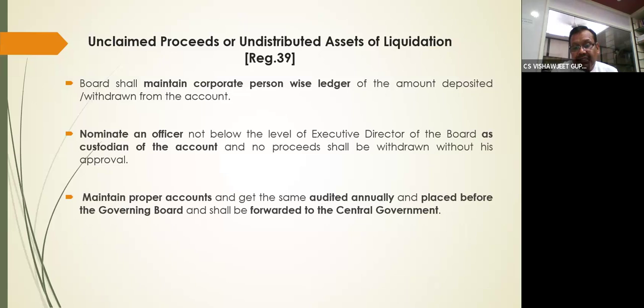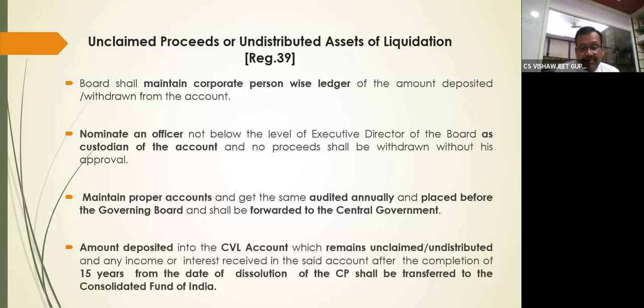Maintain proper accounts and get the same audited annually, and place it before the governing board, and it shall be forwarded to the Central Government. Right? Amount deposited into the CVL account which remains unclaimed or undistributed, and any income or interest received in the said account after the completion of 15 years from the dissolution of CP, shall be transferred to the Consolidated Fund of India. Right?